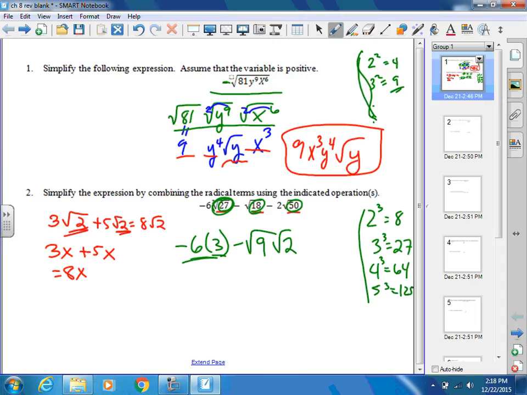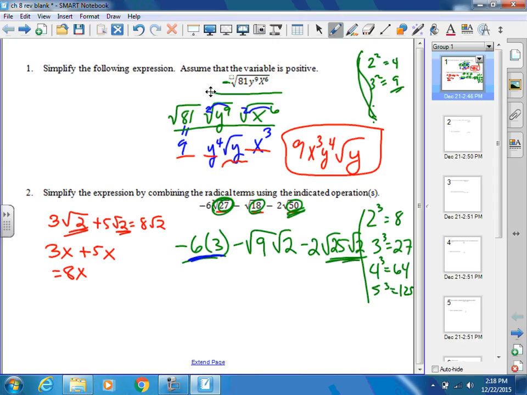25, a perfect square that goes into 50. 25 is a perfect square. So I get minus 2, square root of 25, and square root of 2. Square root of 25 and square root of 2 multiplied together give me square root of 50. Okay. But now I'm going to break down what I can.